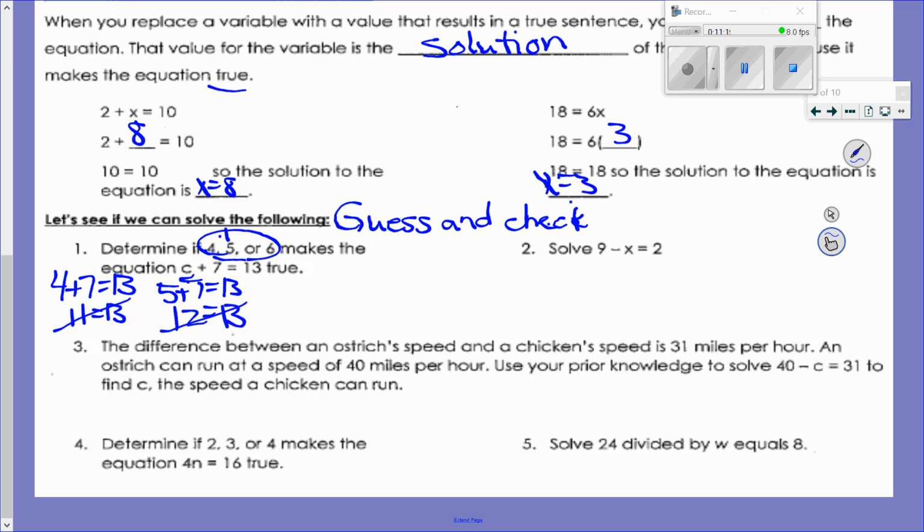Then I check my third one, which is 6. I say 6 plus 7 equals 13. Does 13 equal 13? Yes, that's a true statement, so I put a little check showing that it's true. So my solution is C equals 6. In other words, what value of C did I put in that gave me a true statement? Easy enough, right? Yes, Lily? Because you need to be able to substitute values in and understand when you get to the correct answer.